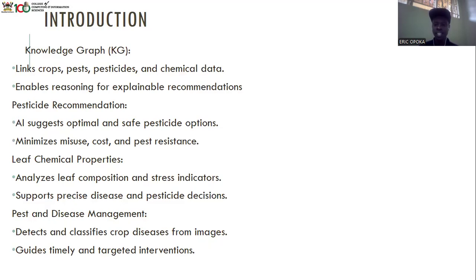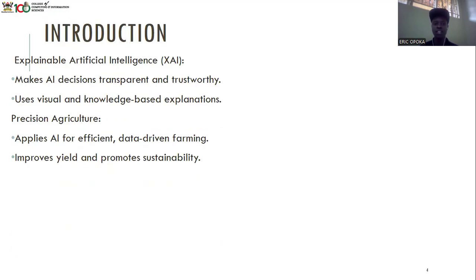This is mainly how the system will work. We use a knowledge graph plus pesticide recommendation to analyze the leaf chemical properties to come up with a precise pest and disease management for the particular pesticide, so that a particular farmer gets the results he or she wants. Moving on, we have explainable AI. Explainable AI is more like how the system will be combined. It will be an explainable AI which uses reasoning to come up with the results. Next we have precision agriculture, which applies AI to efficient, data-driven farming.